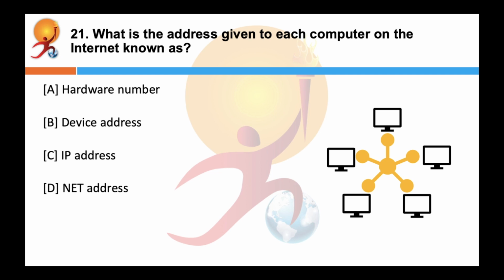What is the address given to each computer on the internet known as? Correct answer is C. IP address. The internet is a global network of computers. Each computer connected to the internet must have a unique address, and this address is what is known as an IP address.